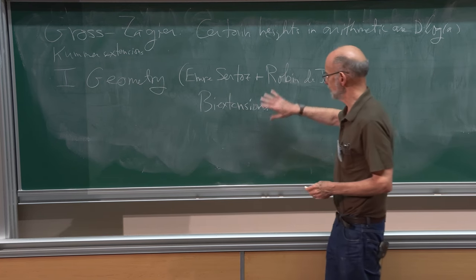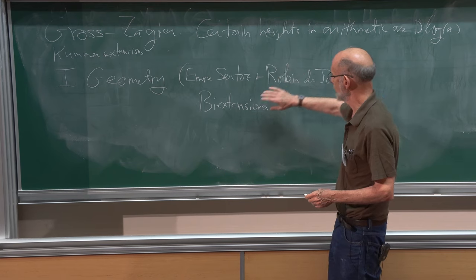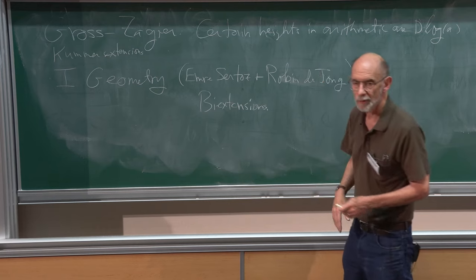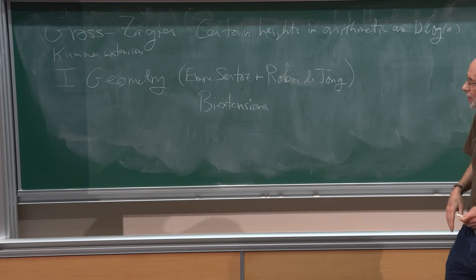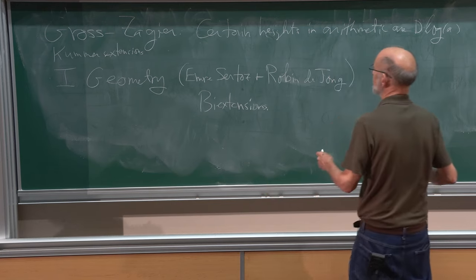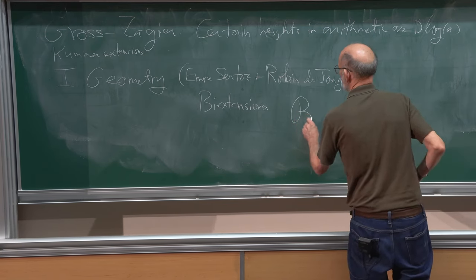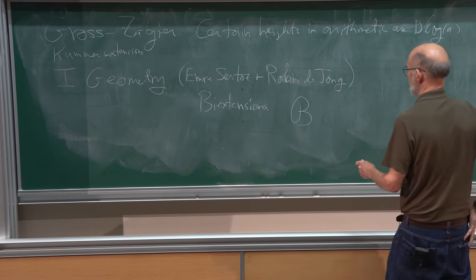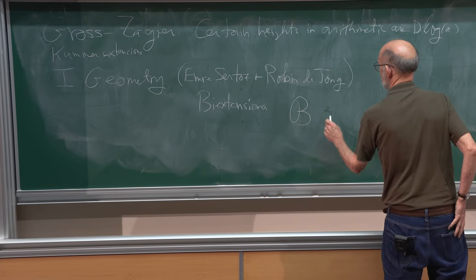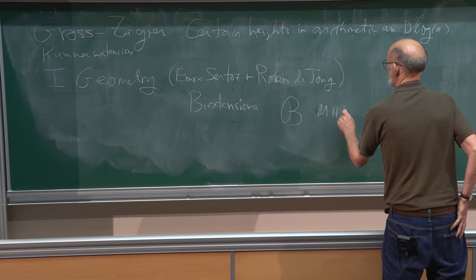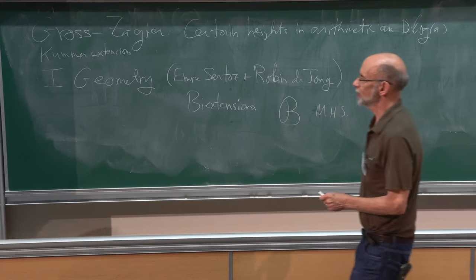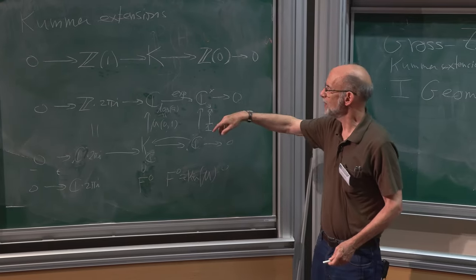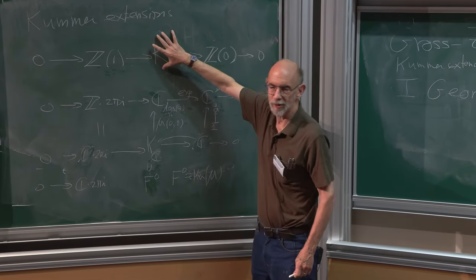I'll explain what a biextension is in a second, but basically a biextension ordinarily involves some kind of arithmetic. So what is it? What is a biextension? B. It's a mixed Hodge structure, and it looks like a Kummer extension on steroids, or maybe a pregnant Kummer extension because it has a big bulge in the middle.